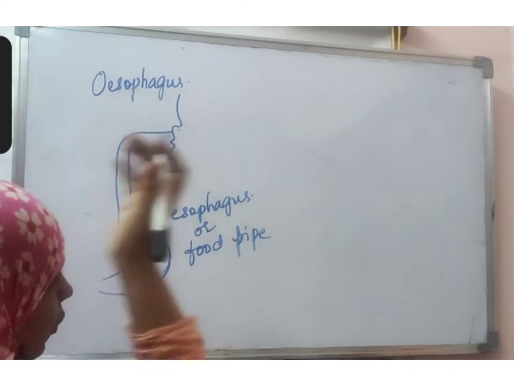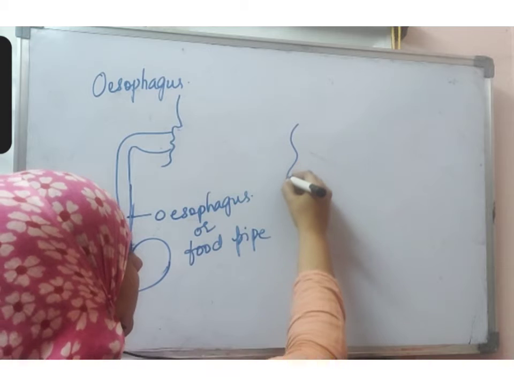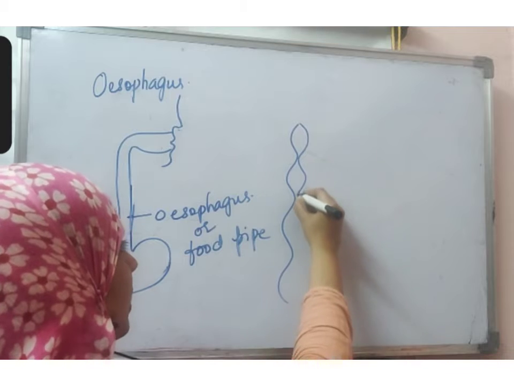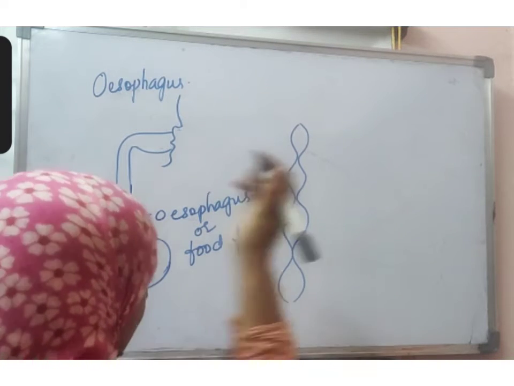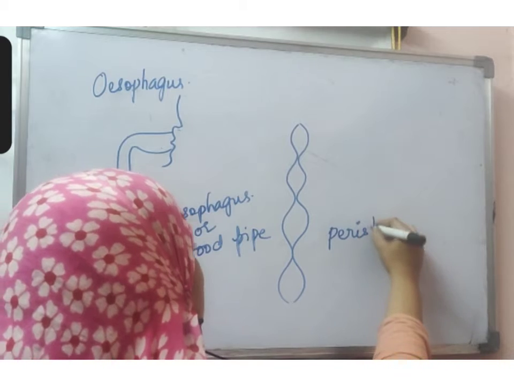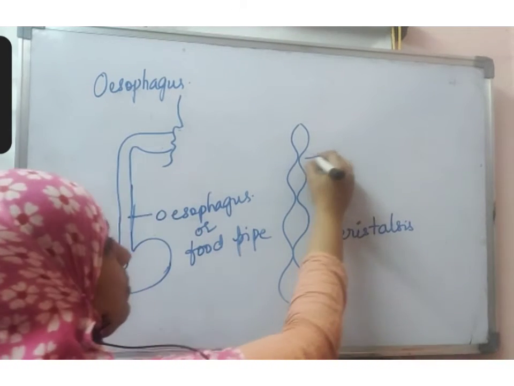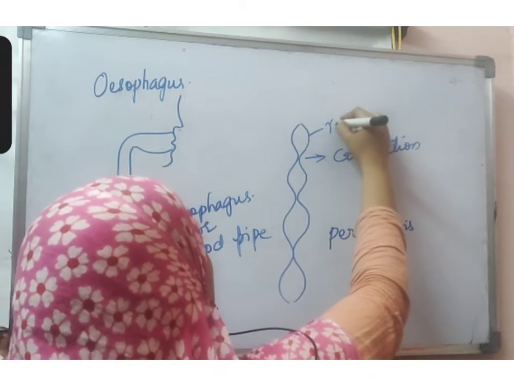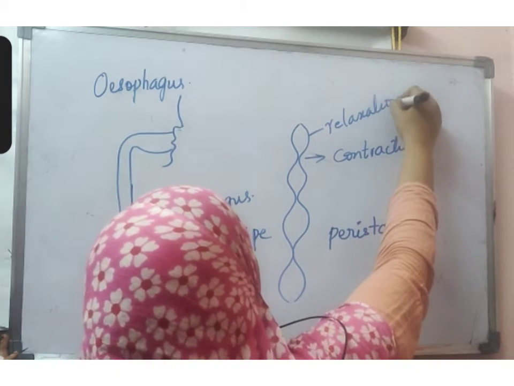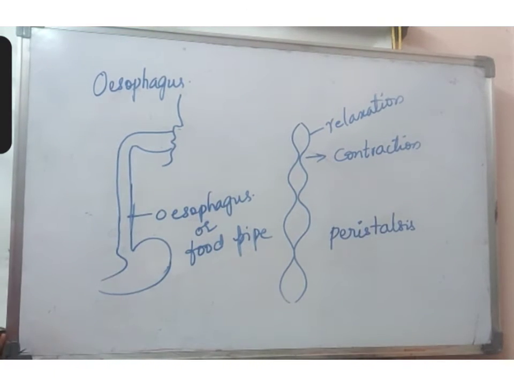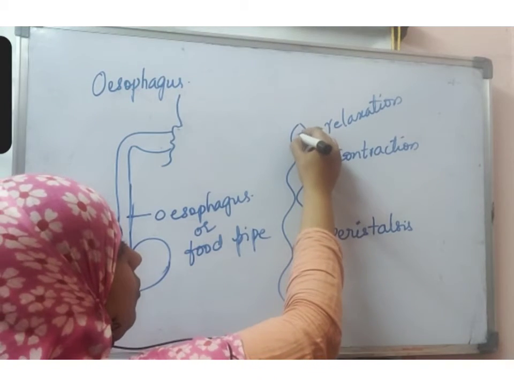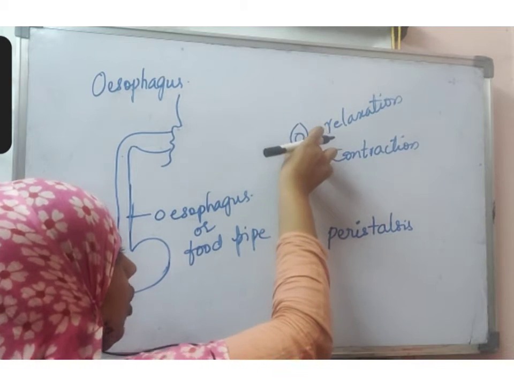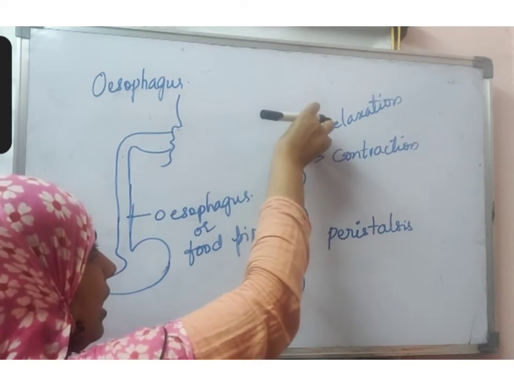In this esophagus, it produces wave-like motions. These wave-like motions produced by the esophagus are called peristalsis. Peristalsis is wave-like. See, this region is contraction, this region relaxation. Like this, contraction and relaxation will go alternately to form the peristalsis movement. See, food is here. You have taken your food. This point will contract and push the food forward.